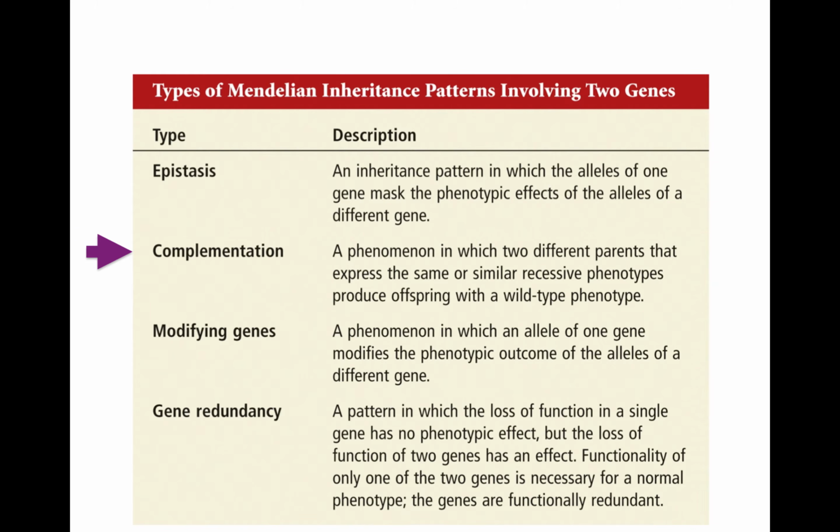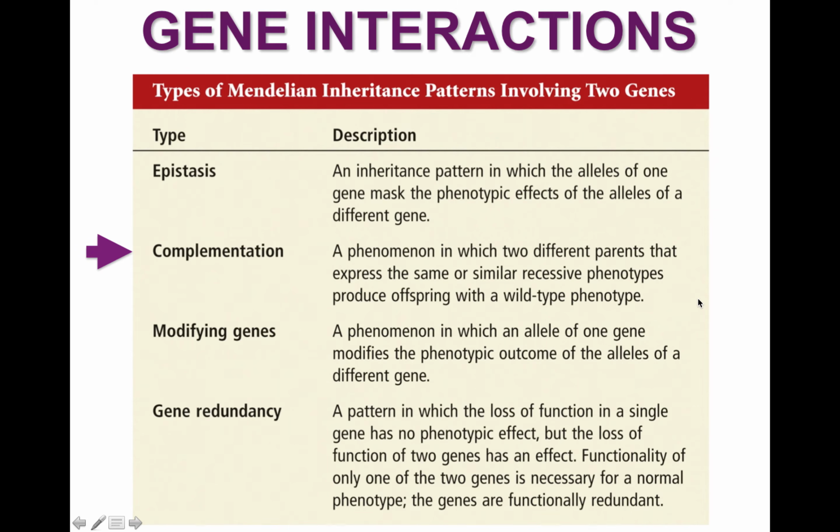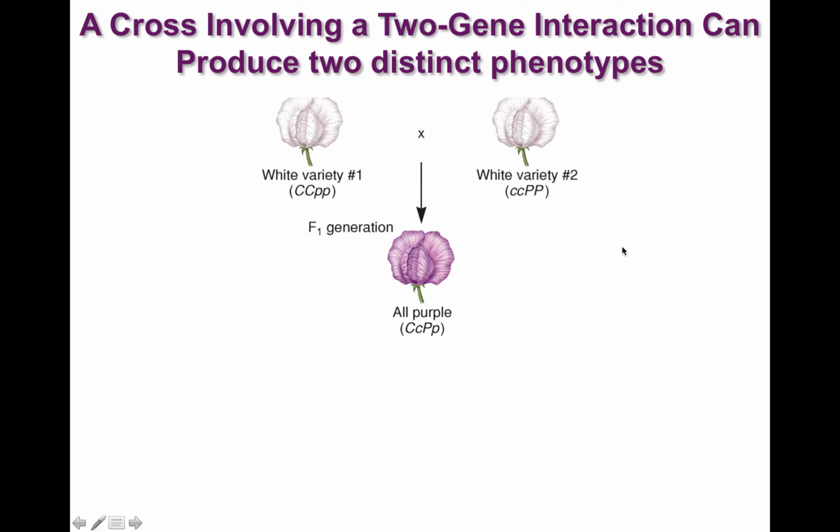Okay, let's look at another effect, complementation. Complementation is a phenomenon in which two different parents that express the same or similar recessive phenotypes produce offspring with a wild-type phenotype. How is that possible? So here we have a cross involving a two-gene interaction.